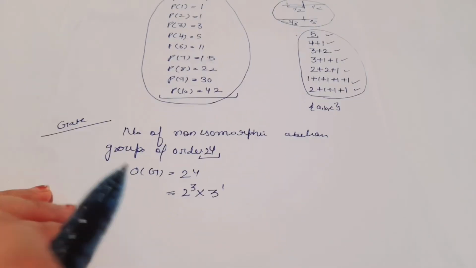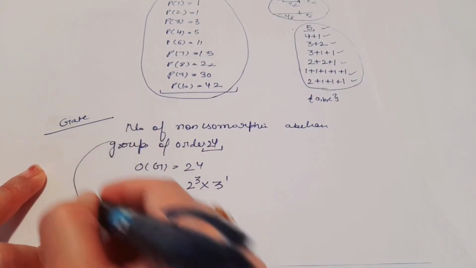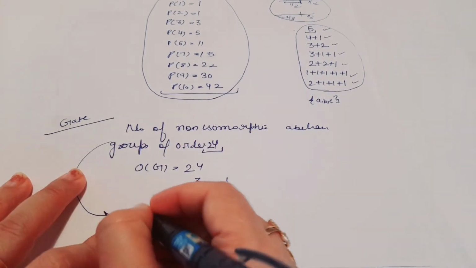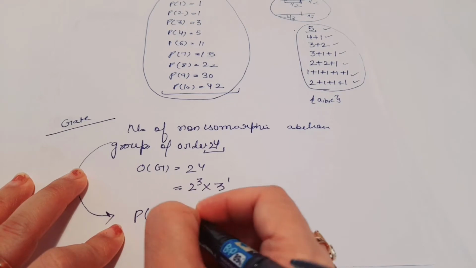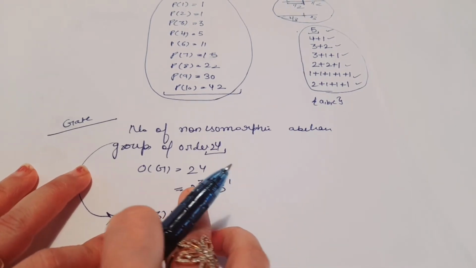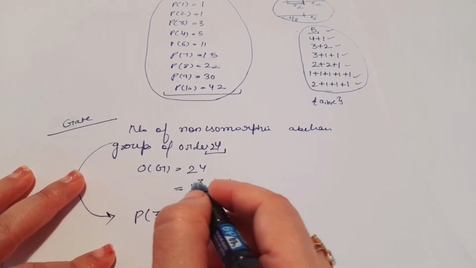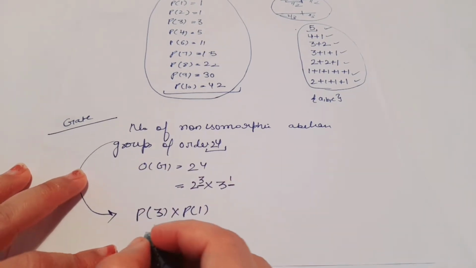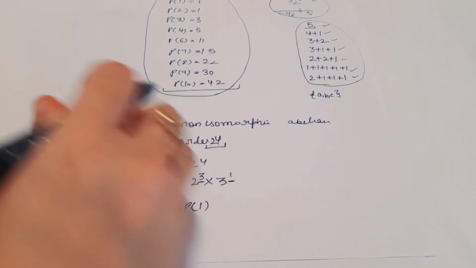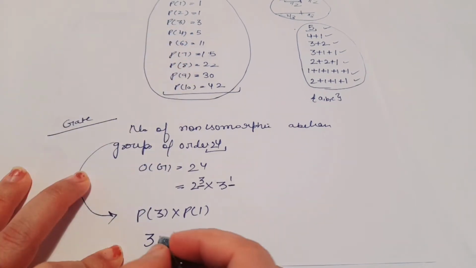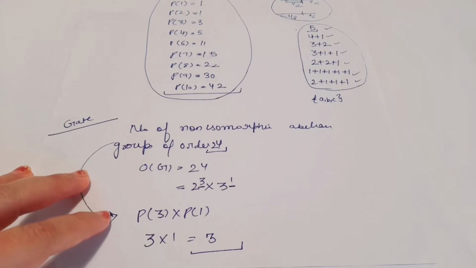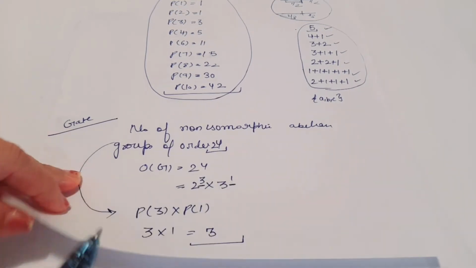Then what do you need to find? The number of non-isomorphic abelian groups. What is the formula for that? P of 3 into P of 1. P of 3 means partition of 3. You will partition the powers. P of 3 is 3, and P of 1 is 1. So the answer is 3 here. Similarly, we will see another example.